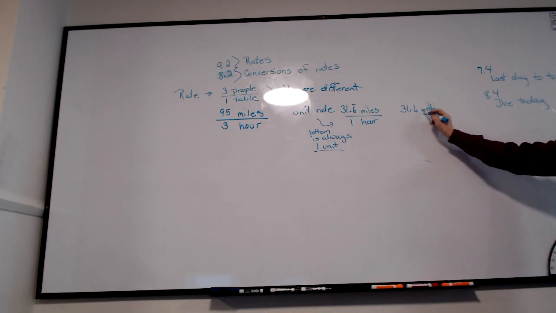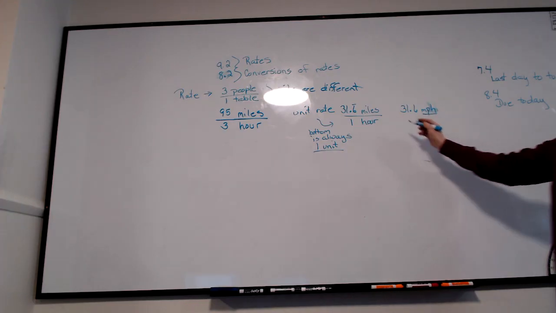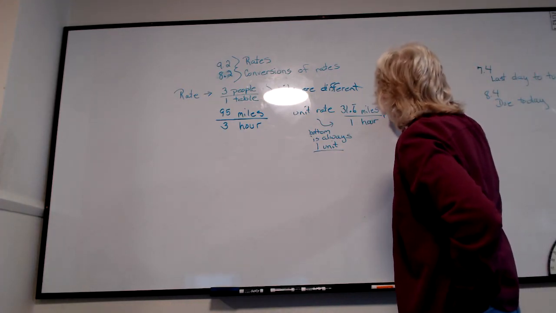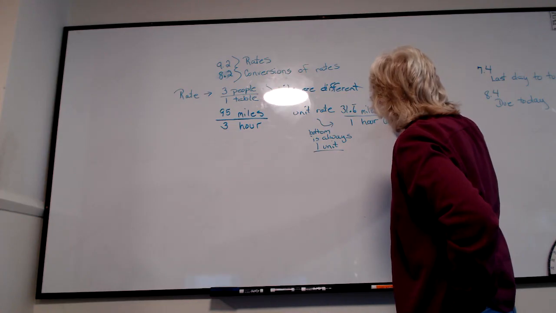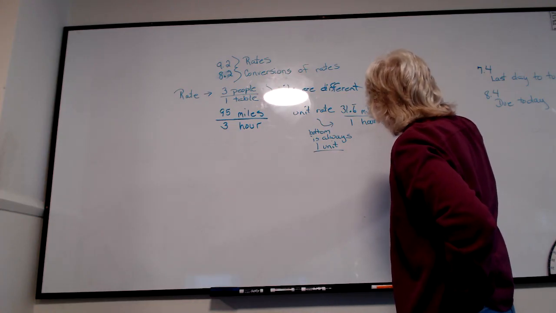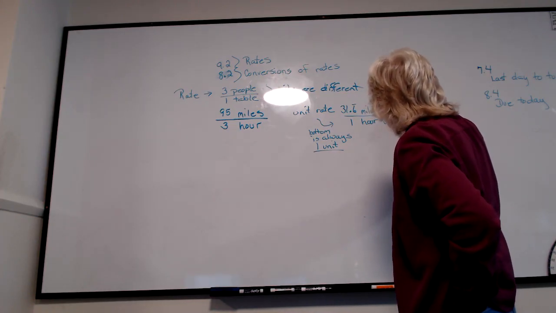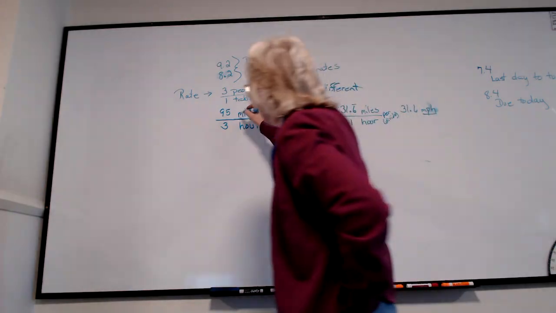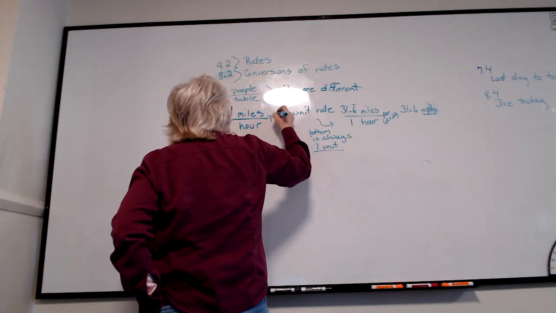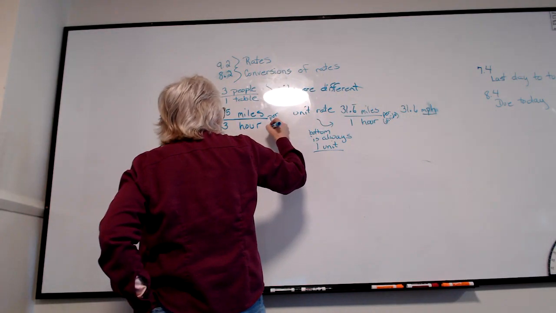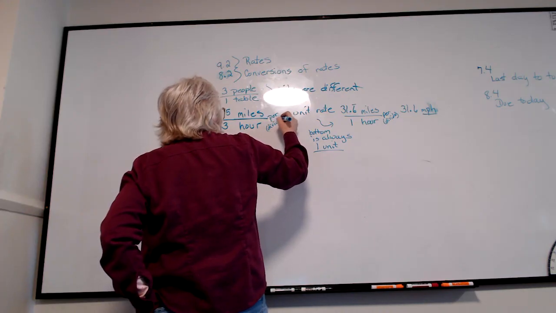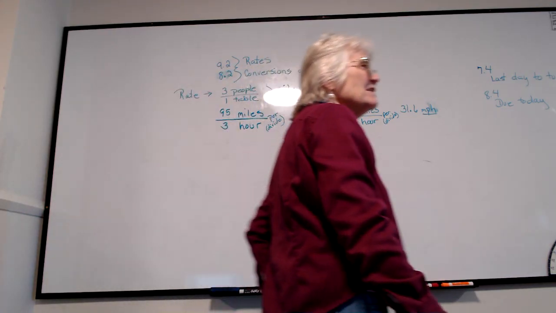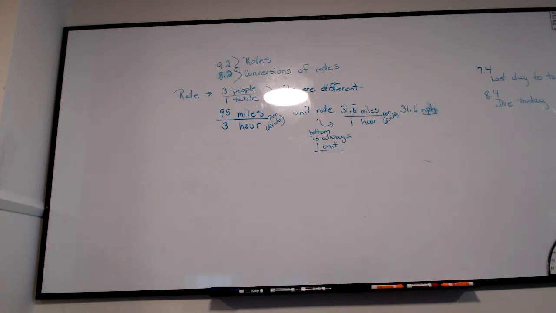Okay, that's the abbreviations. This P is the per. It's another word for division, to divide. When you see per, this is 95 miles per 3 hours, so that means I can divide. The per word is actually a division word. It means to divide.